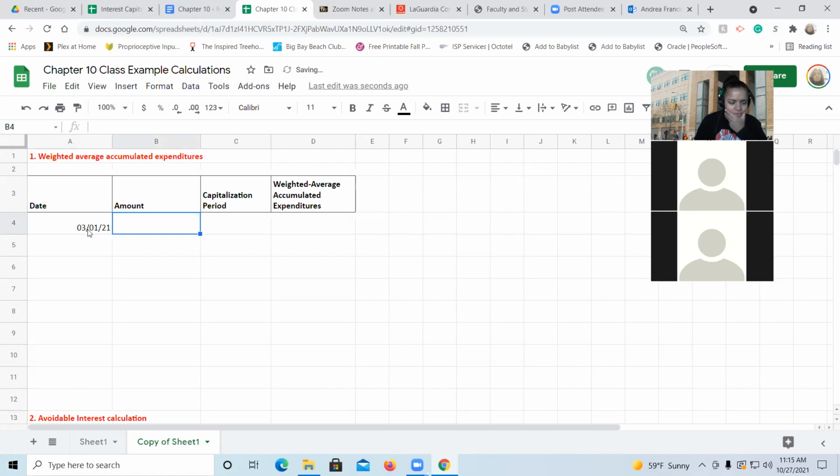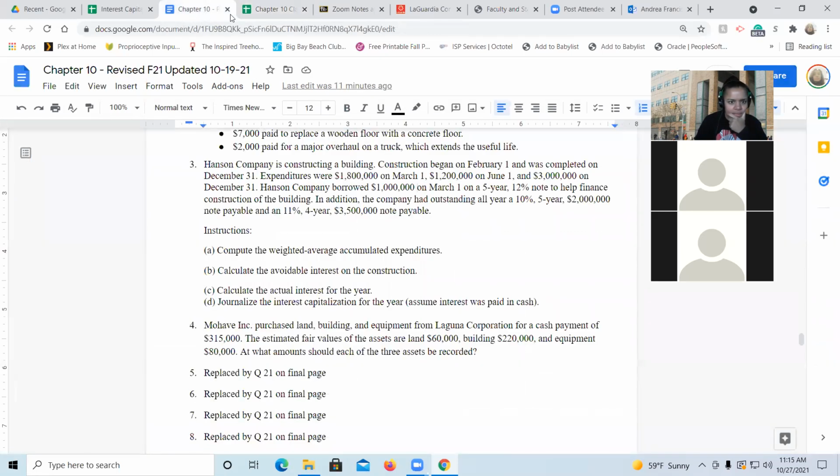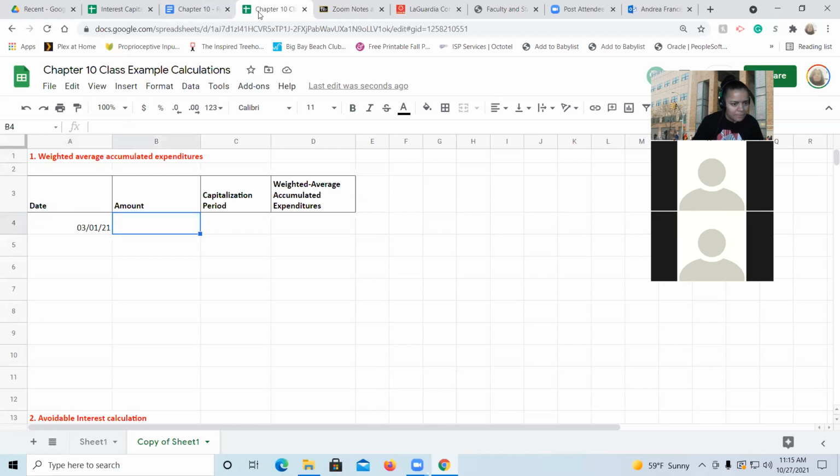So the date that we'll use is March the 1st. I don't know if we were given a year, we'll just assume that it's 2021. The first amount is 1.8 million. And it's asking what's the capitalization period. So over here, you are going either to the end of the construction period or the end of the company's accounting year, whichever one is sooner.